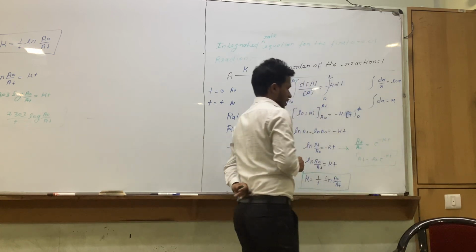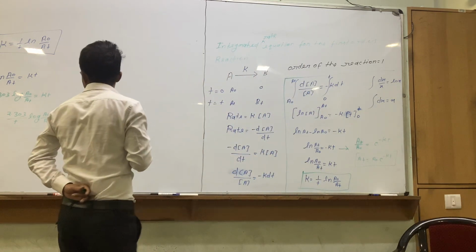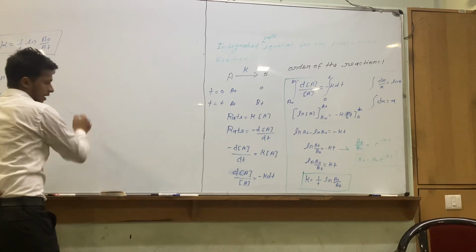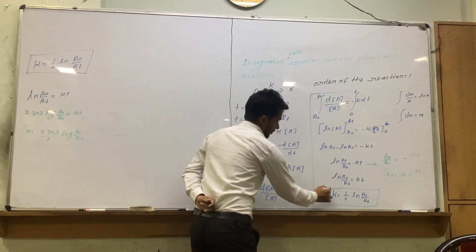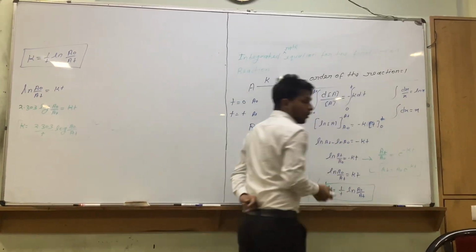So there are 3 more important formulas: first this, and this, and this. You have to remember these.